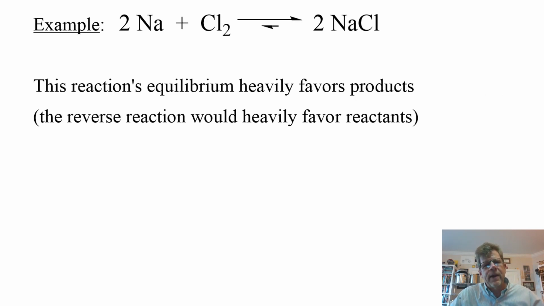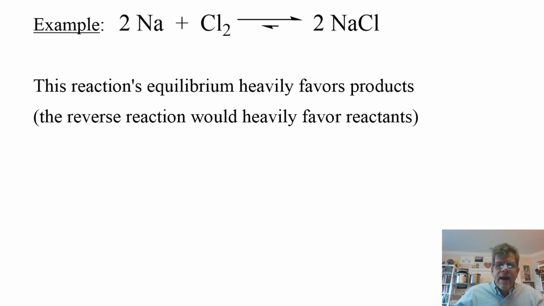So here's an example of where a reaction's equilibrium heavily favors products. Sodium plus chlorine goes to sodium chloride. So that's table salt. When you look at your table salt container, sodium chloride, in the dining hall or something, that's table salt. You don't think of it as anything else.